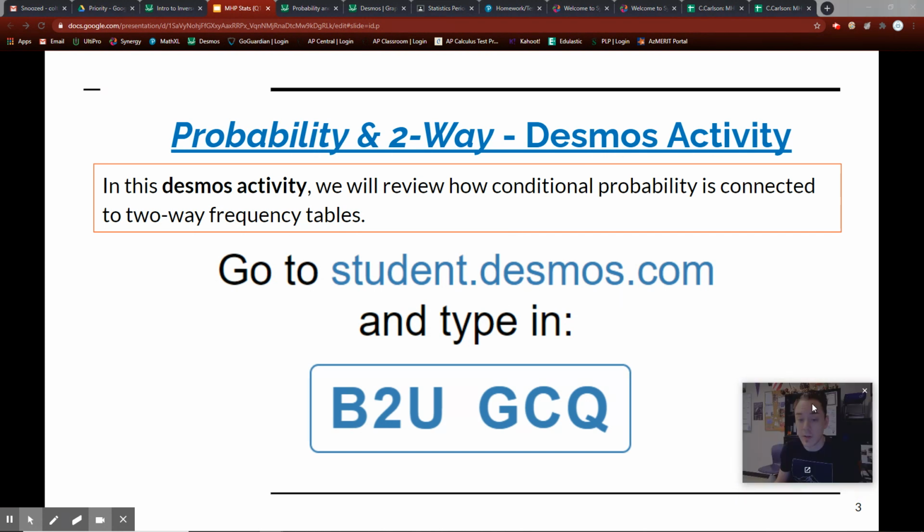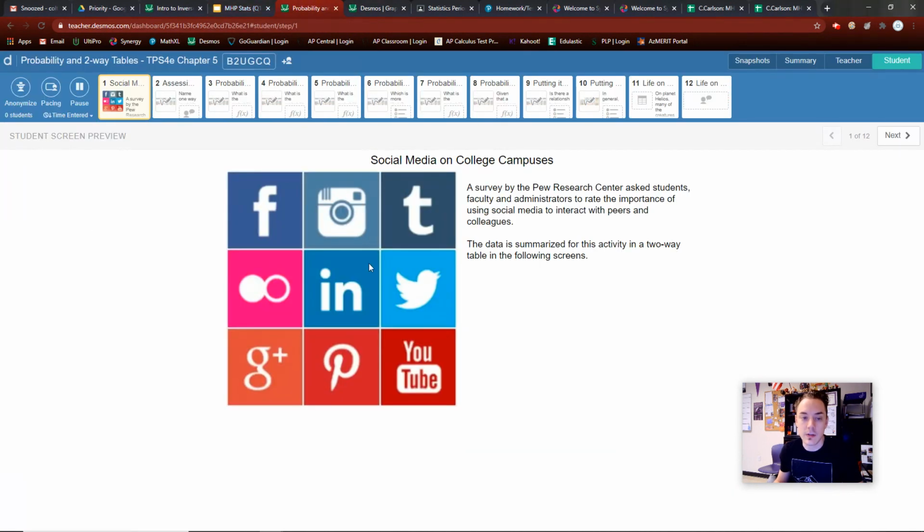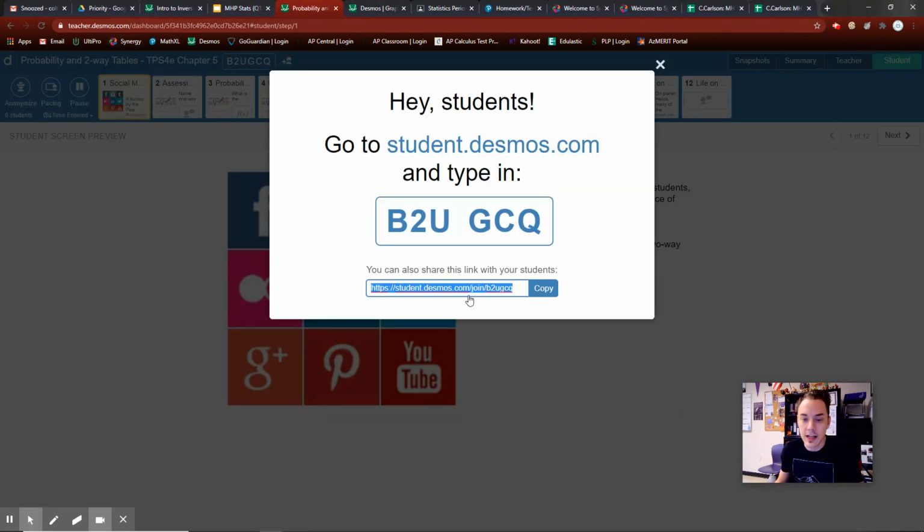This is the activity that we're going to be doing today. We're just going to review how conditional probability is connected to two-way frequency tables one last time, and then we'll be moving on from our probability unit after next week. Okay? All right, so again, here it is. One last time, in case you didn't get it. This link will also be on Google Classroom, so you can go ahead and copy and go through there.